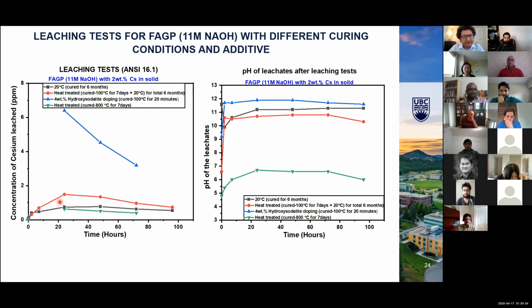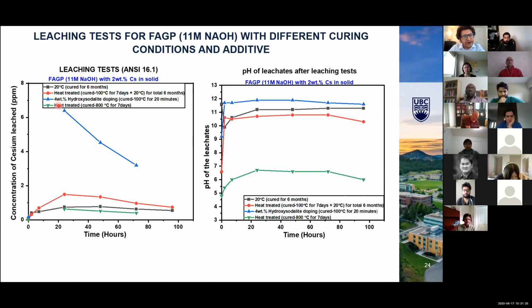And it was seen that the concentration of cesium leached even improved, like the value went lower. So basically when you heat treat the sample at 800 degrees, the whole product converts into a new phase, which is called the naphthalene phase. And if you see the pH of the leachate, it also falls in the acidic region rather than initially, as it was in the basic region here.